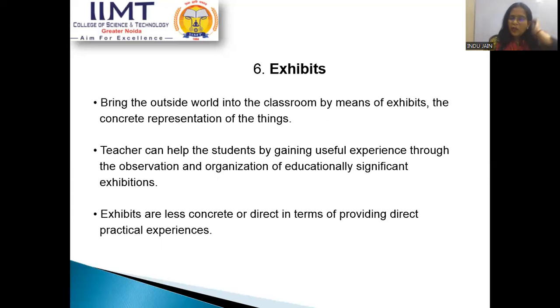Further, next come the exhibits. Exhibits means exhibition or excursion, or we can say visits to certain places to get direct experiences from that place. Basically, exhibits bring the outside world into the classroom by means of different exhibits. This is the concrete representation of things.